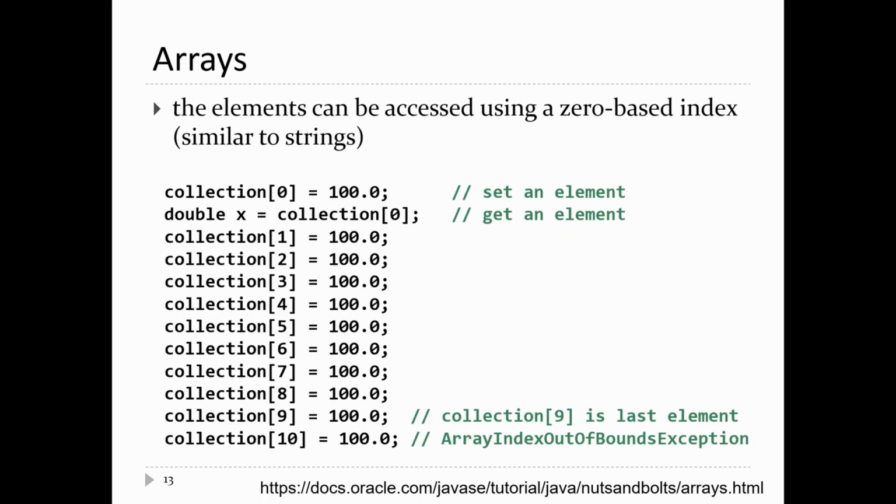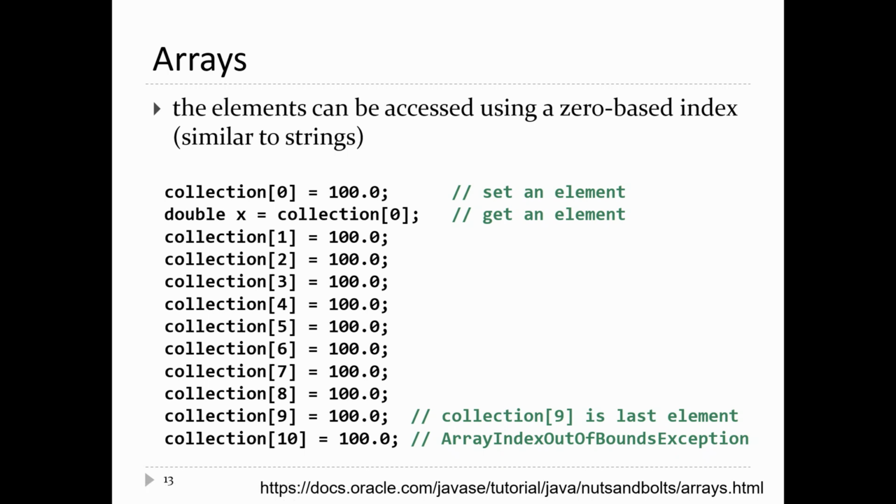You access the elements just like you access the elements of a Python list, remembering that you can't use negative indexing. So collection[0] gets the value 100. If I want to get the value of the first element, I can write x equals collection[0], and so on all the way up to 9. If you try to go past 9, so if I go to 10, that's the 11th element of the array, which doesn't exist. So in Java, you get what's called an exception thrown when you try to do this.